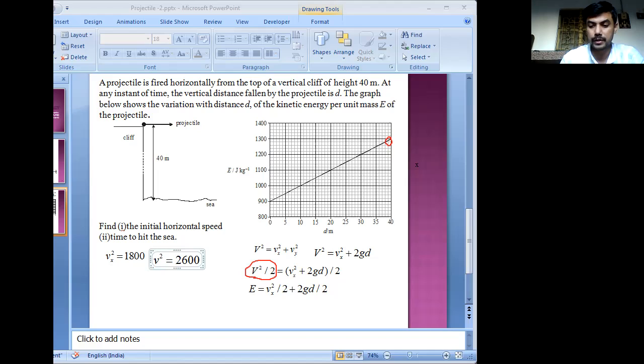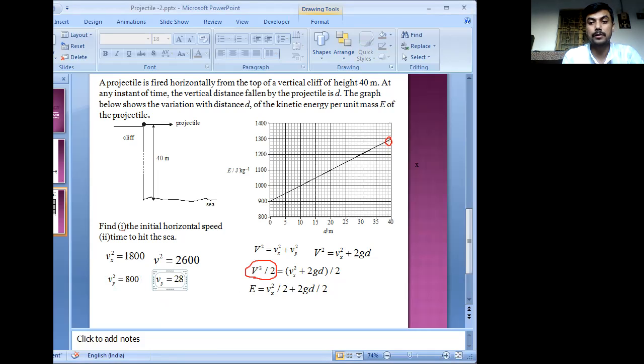Over here, if we just subtract it, 2600 minus 1800, how much will you get? You know that, 800. That's going to be your vertical velocity square, and if you do the square root of that, you will arrive at the result of vertical velocity. So if you just do this, you'll get something around 28. So this is the vertical velocity with which the projectile hits the sea.